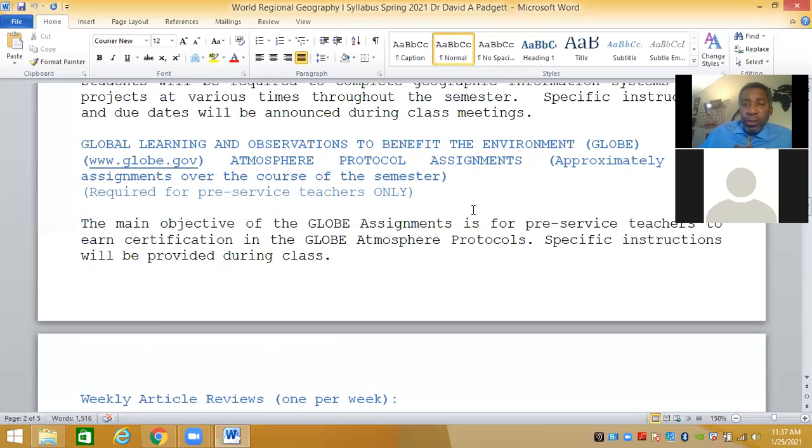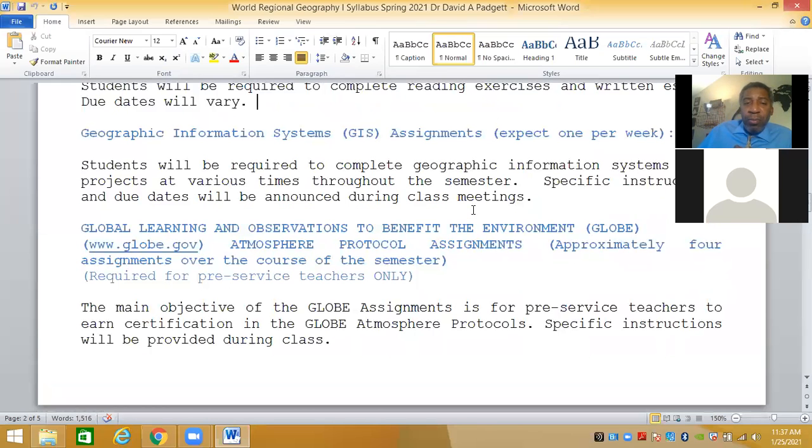Does that mean you're doing extra work? No. There will be some days or some moments where the rest of the class will be doing a GIS assignment, and you pre-service teachers will be doing a GLOBE assignment. So it's not like it's extra. It's just a different path than the rest of the class that will serve you best in terms of preparing you for your career in teaching.